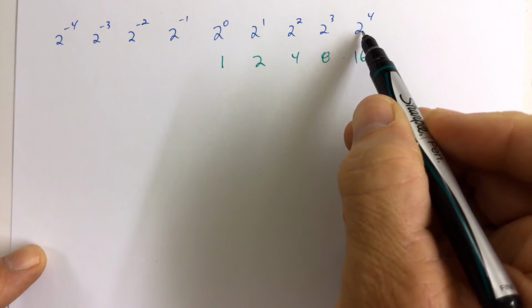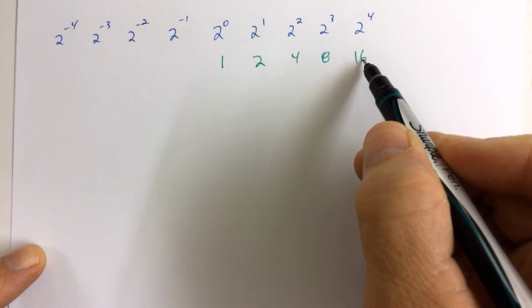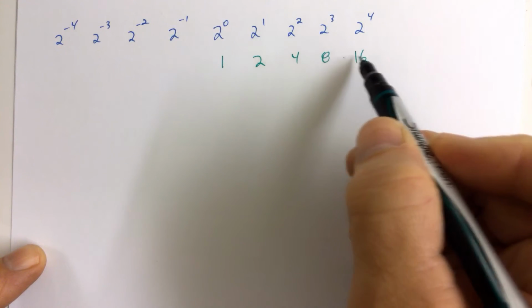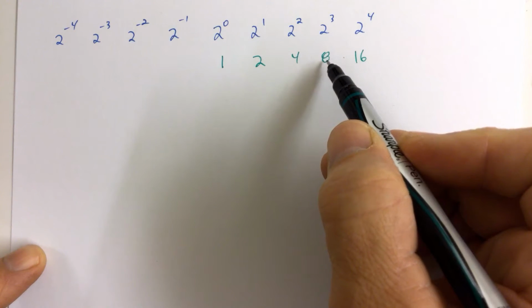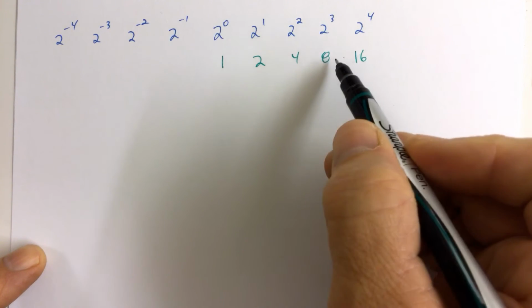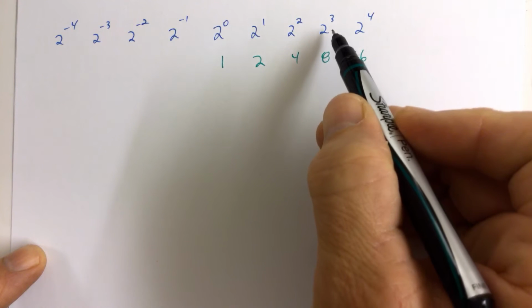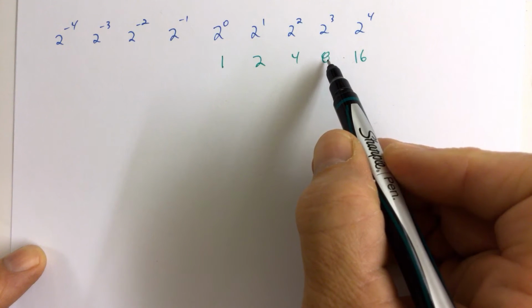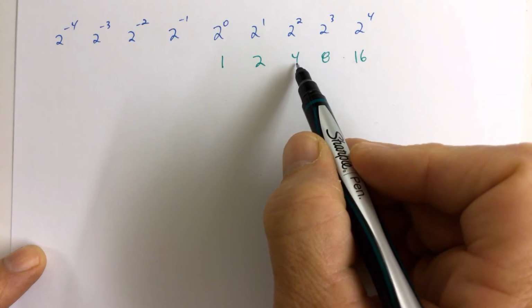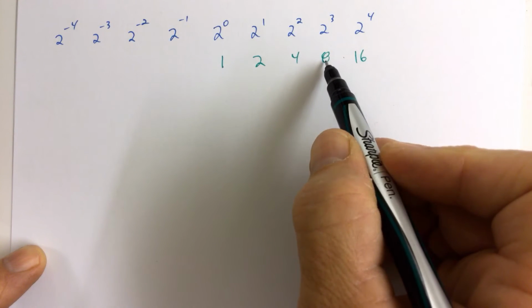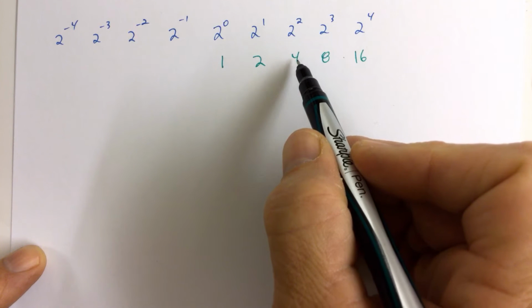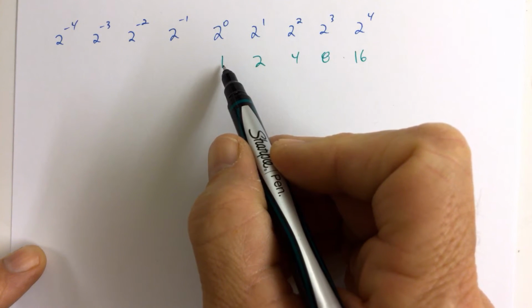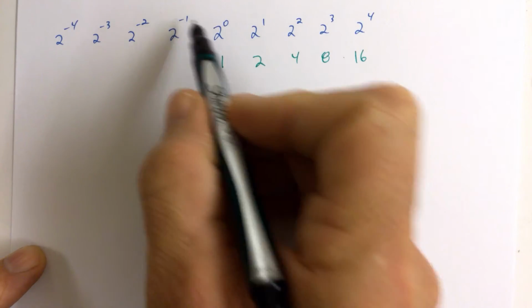So when you go from 2 to the 4th to 2 to the 3rd, you go from 16 to 8, which means to get from 16 to 8, you either subtract 8 or you divide by 2. But the pattern has to work for all these numbers, and we can see that every time you reduce the exponent by 1, you are dividing the number by 2. So 16 divided by 2 is 8, 8 divided by 2 is 4, 4 divided by 2 is 2, 2 divided by 2 is 1, and 1 divided by 2, so we're reducing the exponent by 1.